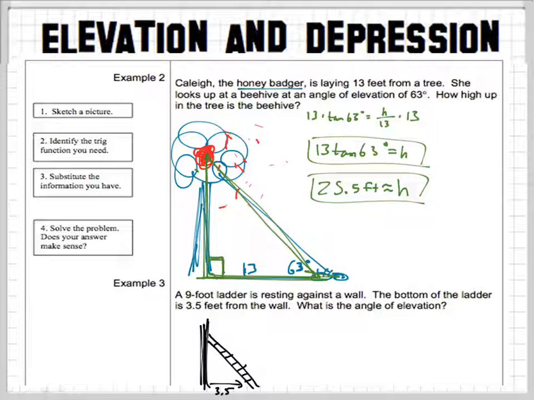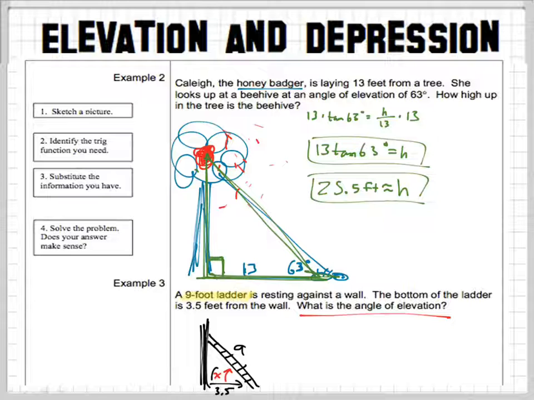What's the question? What is the angle of elevation? So it wants to know this angle right here. Let's call this angle x, because that's what it's asking. Is my picture good? No, you're missing the height of the ladder. Yes, it is not good. It says it's a 9-foot ladder. You got to put that on there, so I'm going to put a 9 on there.